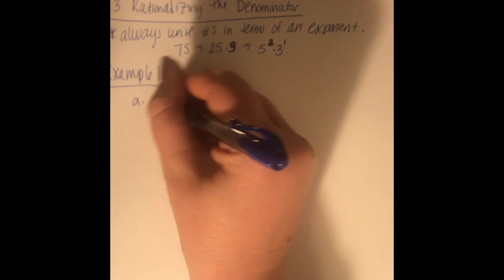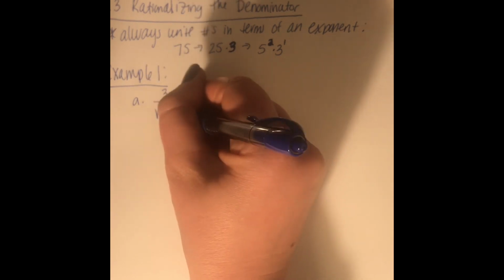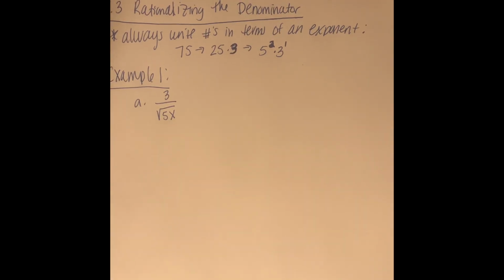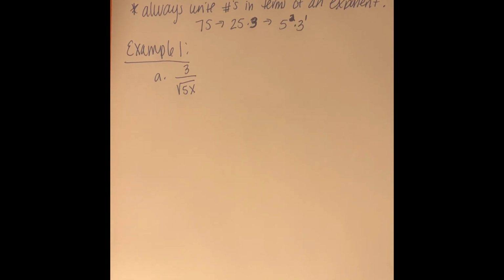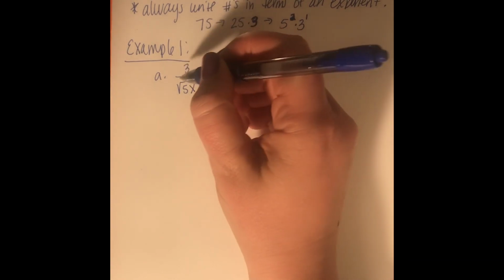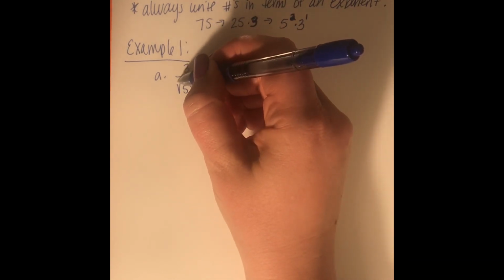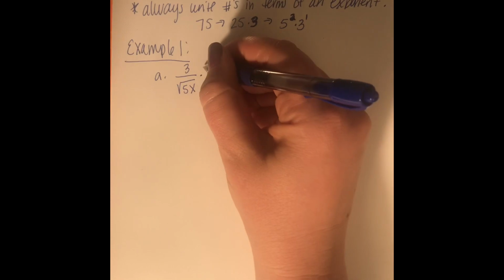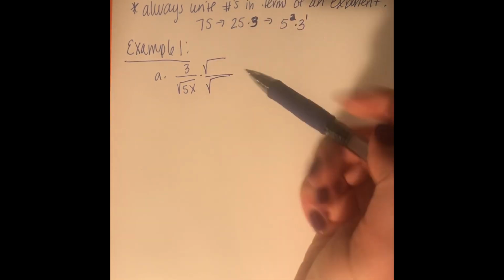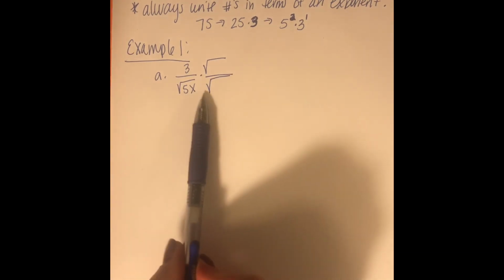If we have 3 over the square root of 5x. Again, remember it's not proper math grammar to leave a square root in the denominator, so we have to get rid of it. So in this example, we're taking the square root of 5x. Remember, what we're going to do is multiply the top and the bottom by the square root of something. So what we have to do is think of something to get rid of the square root.